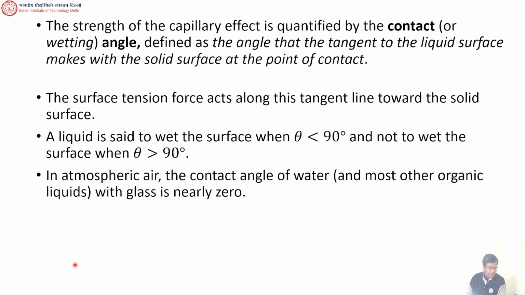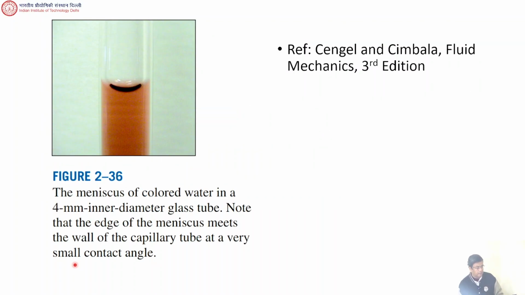And you also know about contact angle. If you have less than 90 degrees, then the liquid is said to wet the surface, and more than 90 degrees means it's not wetting the surface. So for water in glass, the angle is not very high. This is a photo which Cengel has in his book. You can see that this is a 4 millimeter inner diameter glass tube, and there's a little bit of curvature, but it's really not much.